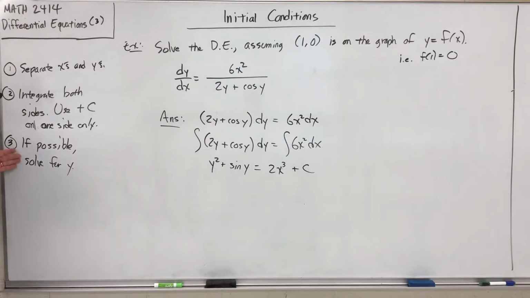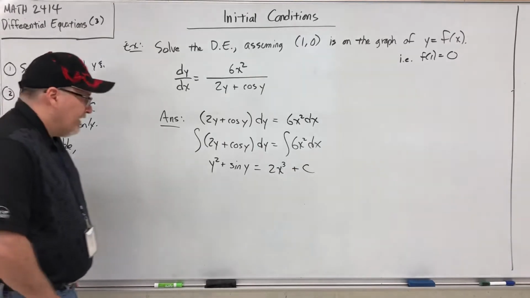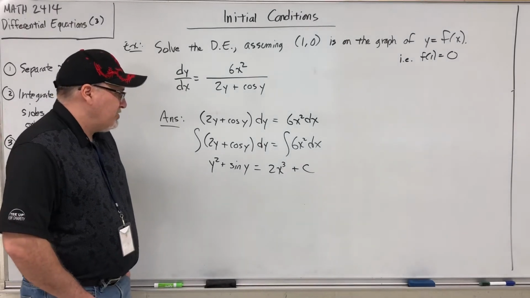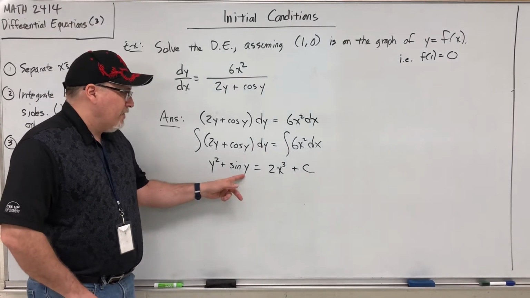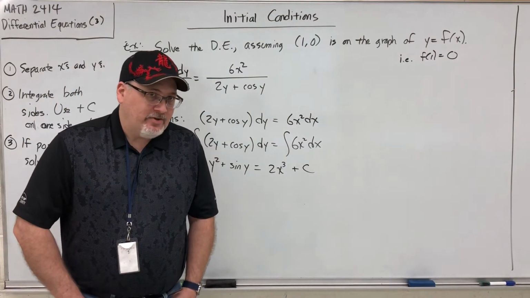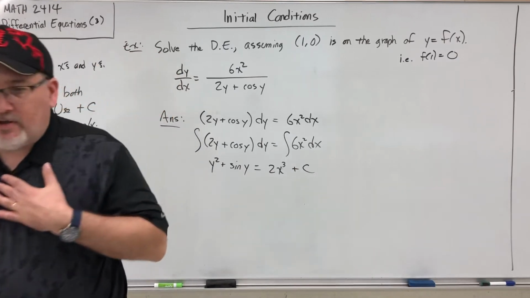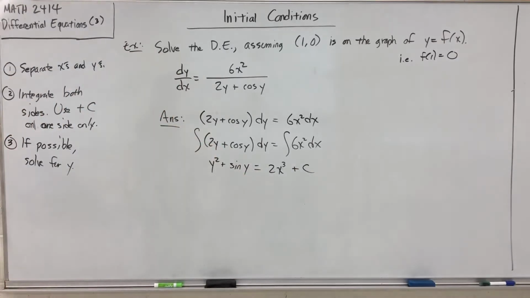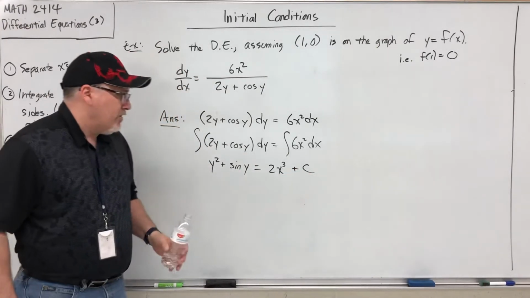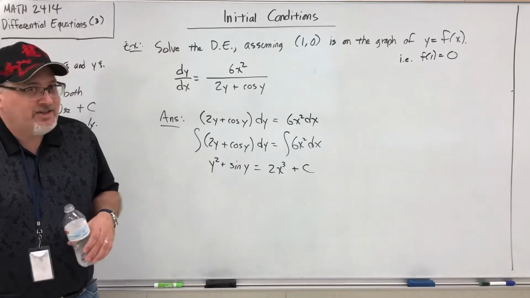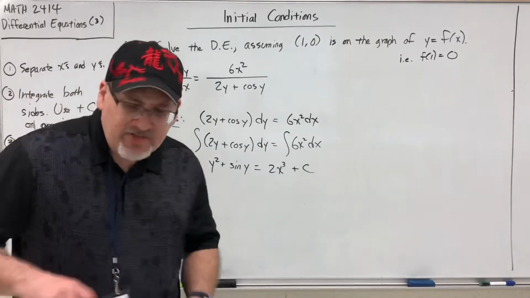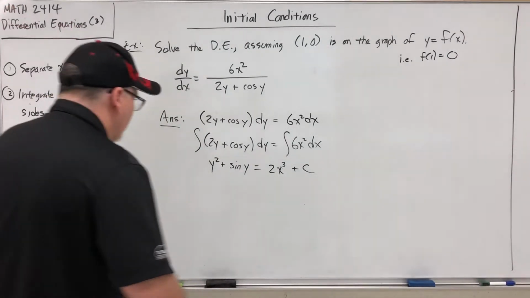But our third step says, if possible, solve for y. It is impossible to solve for y here. It's impossible to solve for a variable that is both simultaneously inside a trig function and outside a trig function. There are ways to approximate values. If you were solving a particular solution, where we knew a number over here, there'd be a way to possibly solve for y numerically. Take a class called numerical analysis if you want to know more about that. But in this case, this is a perfectly acceptable solution.